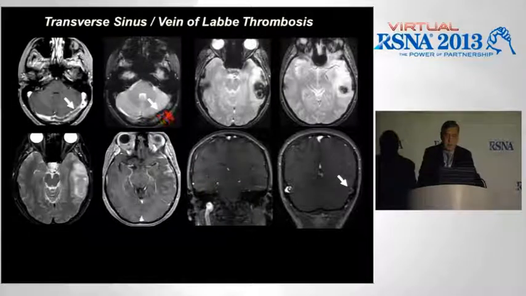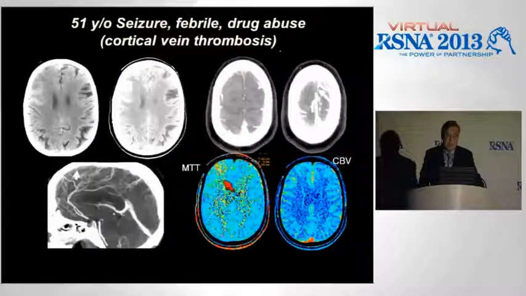You can also see propagation of thrombus into the vein of Labbé, where there is this hemorrhage within the lateral temporal lobe, secondary to the thrombus within the transverse sinus, which has then extended out into the vein of Labbé, which you can see right here, resulting in venous hypertension, hemorrhage, and surrounding edema.